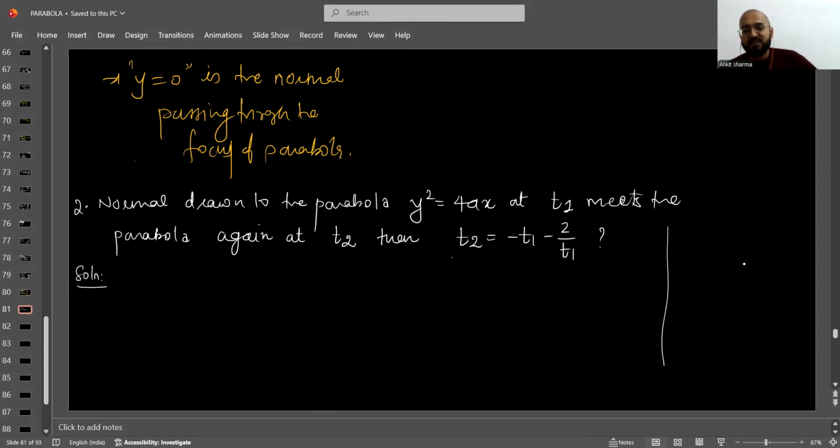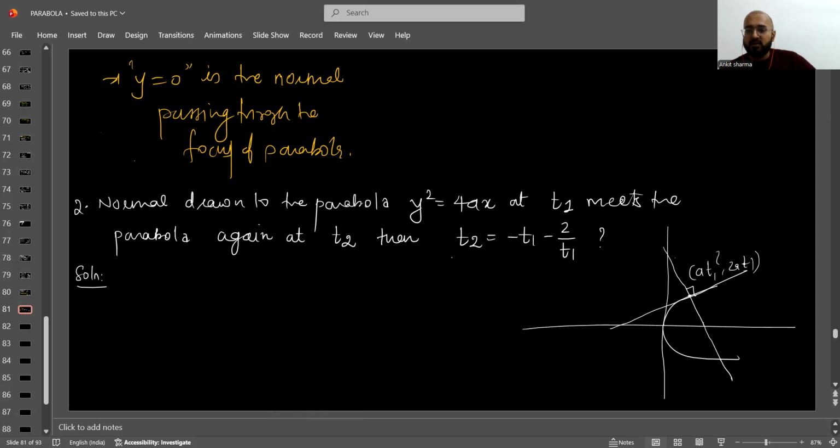What are we saying basically? So let's say I have a parabola here, and then here I have a point. So normal drawn to the parabola at t1. Of course, I have a tangent there. This is the normal, and this is my point a t1 square comma 2a t1, and this normal meets the parabola here again, which is a t2 square comma 2a t2. Then I have to prove that t2 is equal to minus t1 minus 2 over t1.